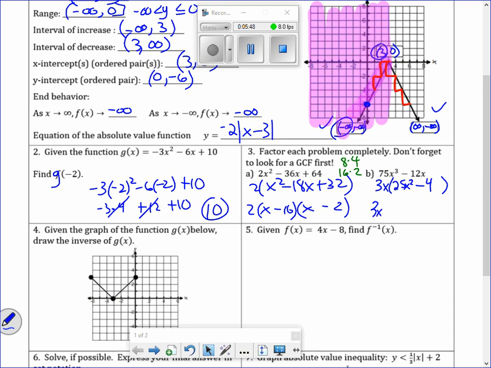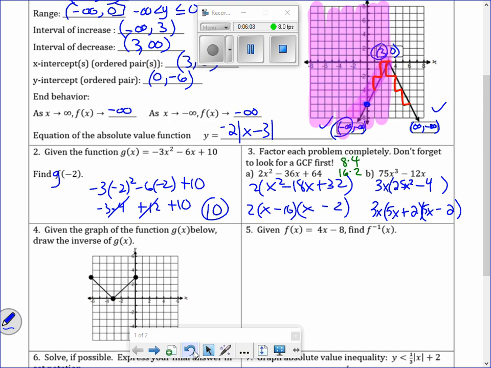So 3x, I'm going to break the perfect squares up. 25 splits into 5 and 5 and put an x with each one. And then 4 splits into 2 and 2. So then I have 1 plus and 1 minus. So that when you multiply, the outside is negative 10x, the inside is positive 10x, and they cancel. That's why you see no middle term.